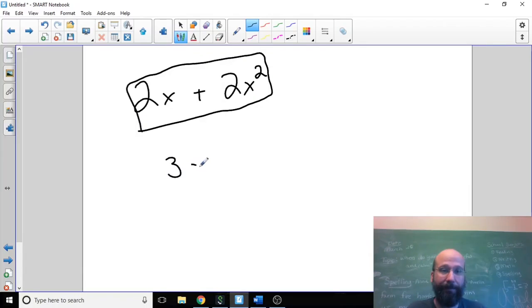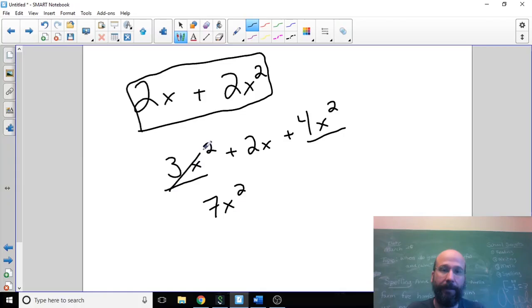I'll give you an example. 3x squared plus 2x plus 4x squared. So our like terms are the x squareds. 3x squared plus 4x squared is 7x squared. And then we have 2x left over. And this would be our final answer.